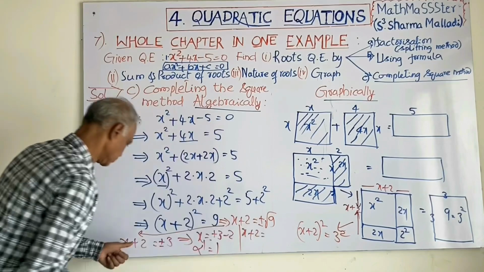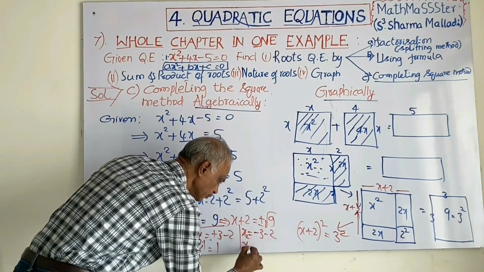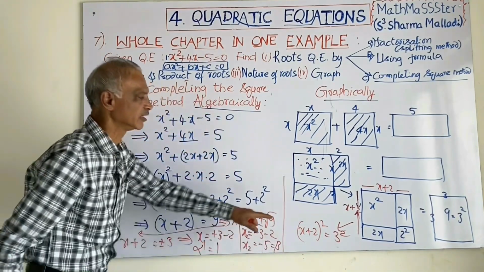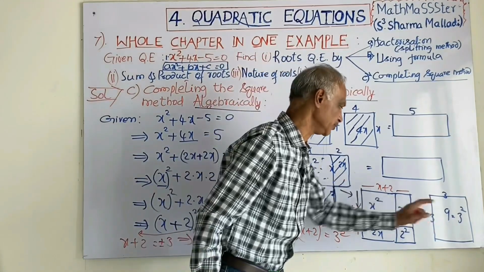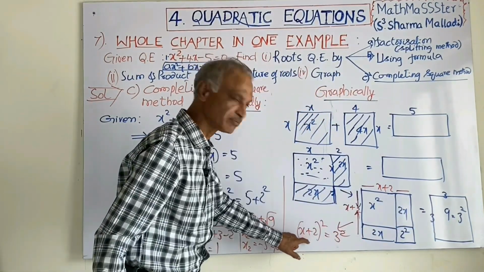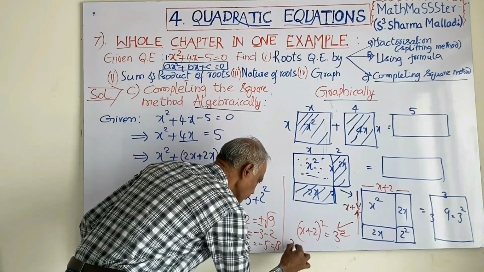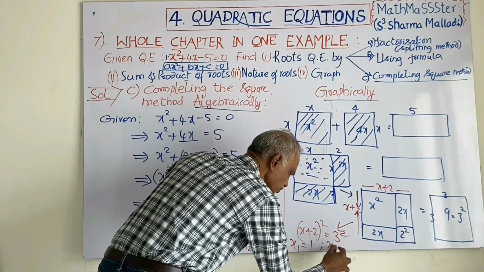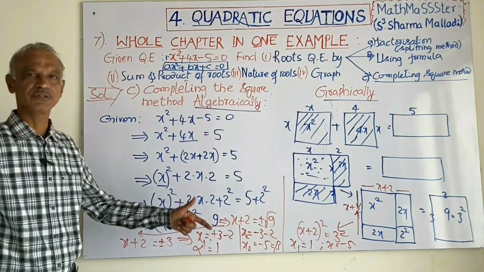x1 is equal to minus 3, x2 is equal to minus 5, that is beta. Like this you have to do, and you got the perfect square, that is equal to 9. From this one you can find the values of x1 is equal to 1 and x2 is equal to minus 5. You will get like this. You have to do the completing the square.